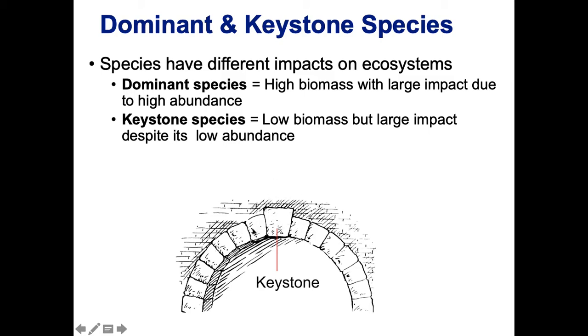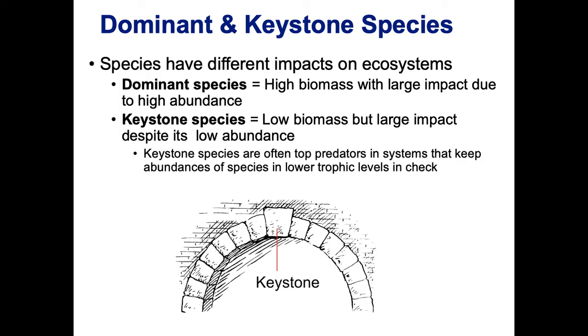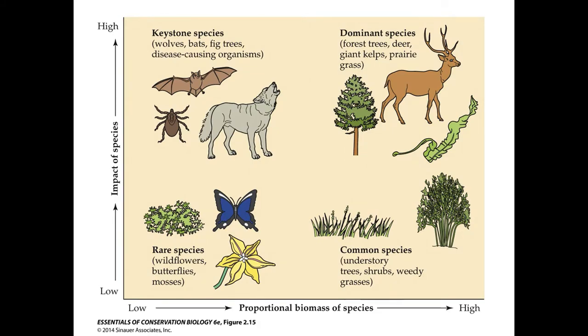And it's the one that holds the whole arch together and keeps it from falling down. And so that's kind of a metaphor for a keystone species. It's something that keeps an ecosystem working the way it's been working, even though there's not a lot of those individuals. A lot of times keystone species are top predators, but they're not always top predators. And we'll talk a little bit more here.